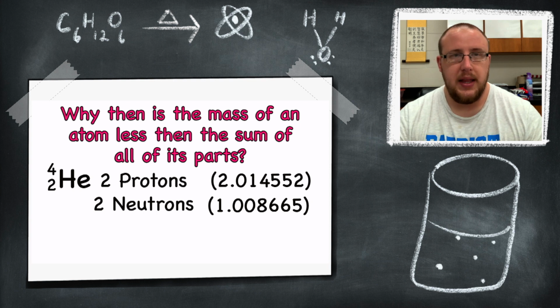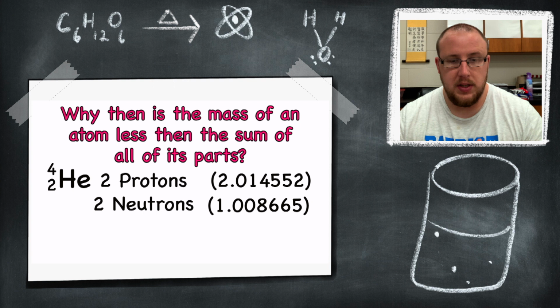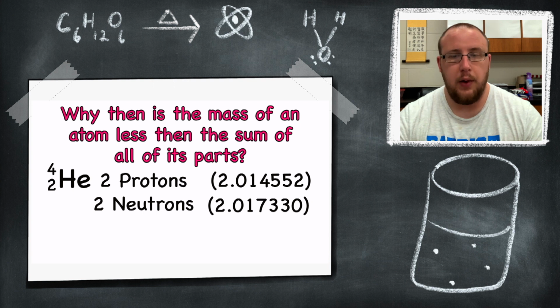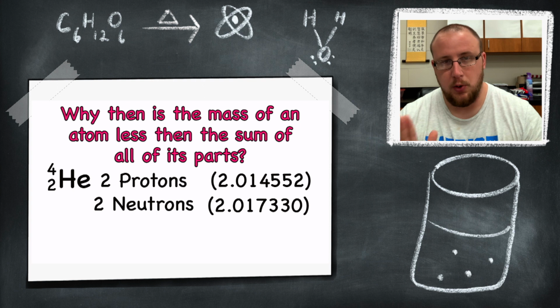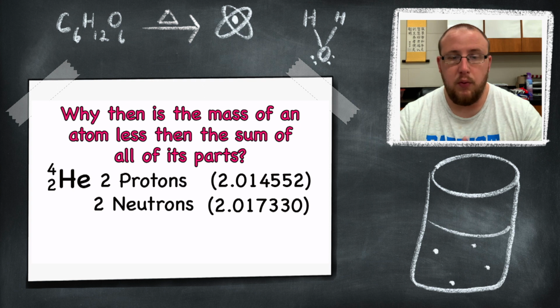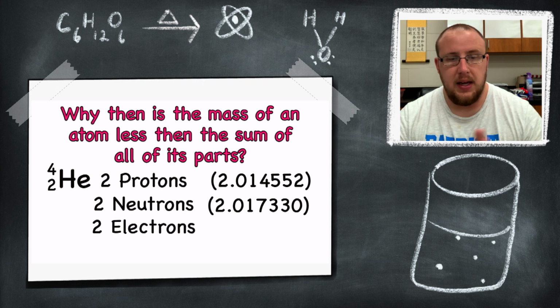So we multiply that 1.00 such and such by 2, and we're going to get 2.017330. Okay, so that's 2 numbers we're going to hold on to. Yes, we're going to go in depth here. Now, if we add our electrons, okay, helium is neutral. So our helium atom, if it has 2 protons, it has 2 electrons.